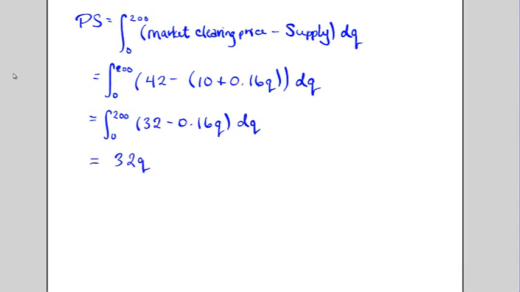The antiderivative of that is 32Q minus 0.16Q squared over 2. I'll leave it to you to verify that producer surplus equals 3,200. And this completes the exercise.